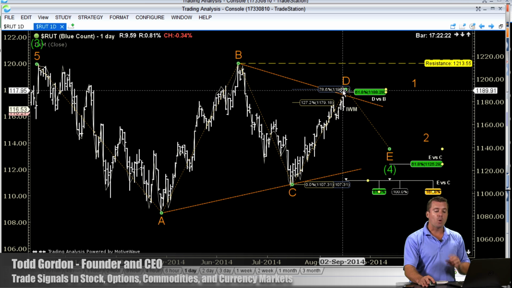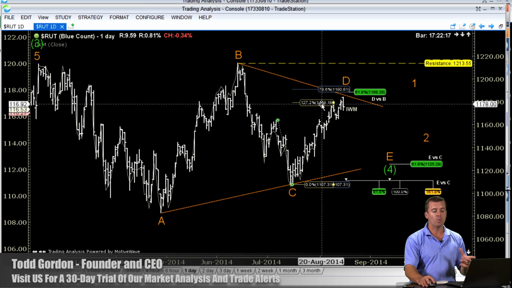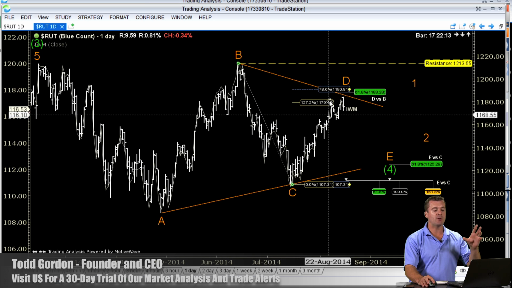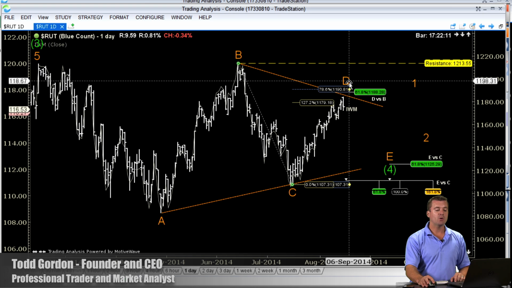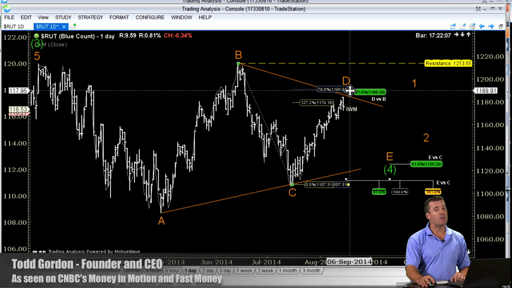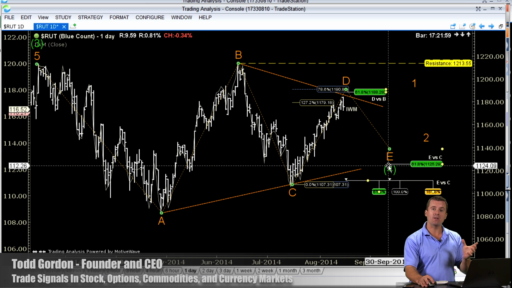Now, going back up to the D wave, we have 2 other little Fibonacci levels here. We have a 1272 external retracement, and we also have a 786 retracement of the C wave decline. So basically, we have 3 Fibonacci resistance levels to say, I don't think the Russell is going to get above 1190 in the next month and a half or so. Therefore, we're going to take this E wave decline down into the end of September.